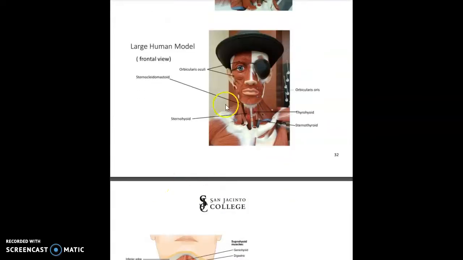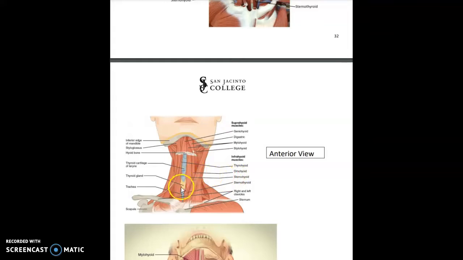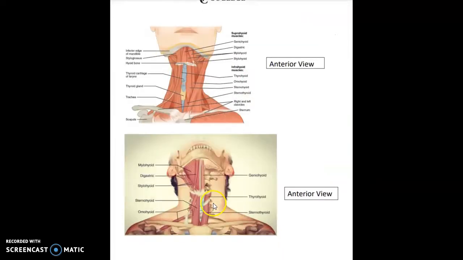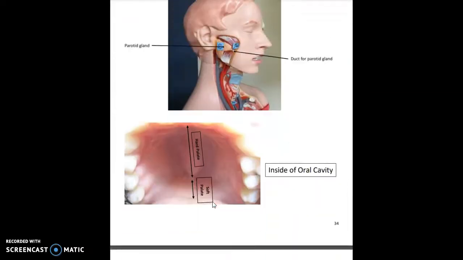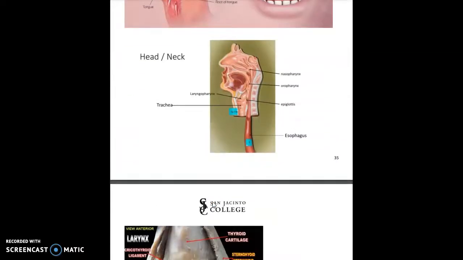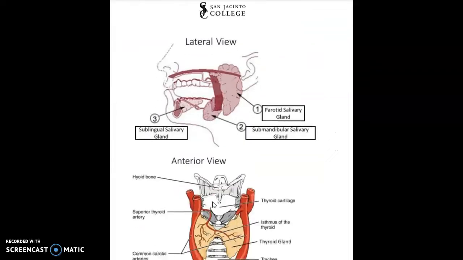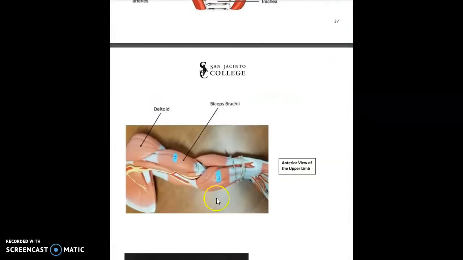Remember, for these muscles, every single muscle is going to be important, the names and the function, guys. And here is very important, you can see the names. You have the thyrohyoid, it's from the thyroid to the hyoid bone, and you have the sternohyoid as well, and you have the omohyoid. All of them are attached to the hyoid bone.